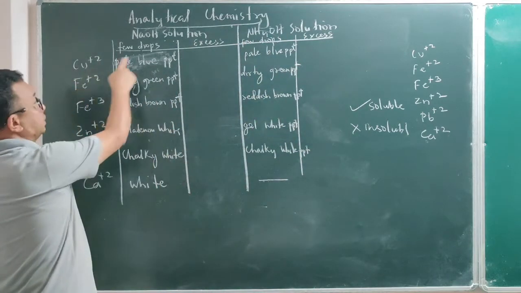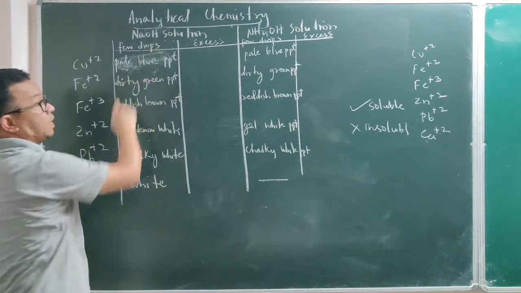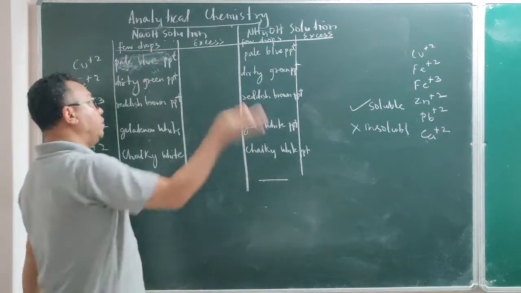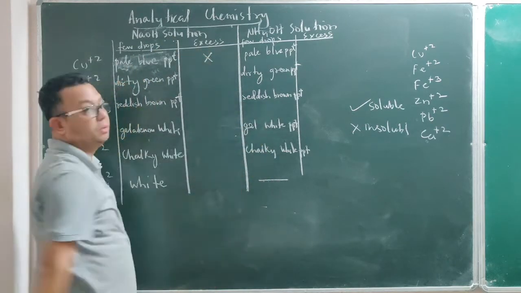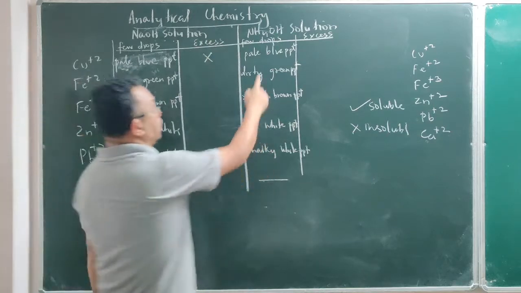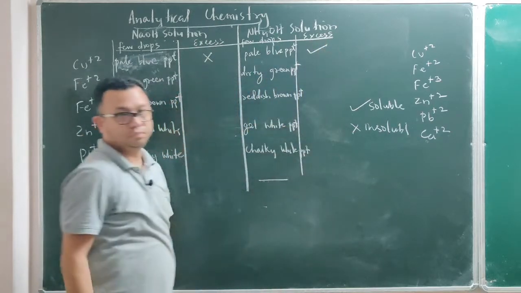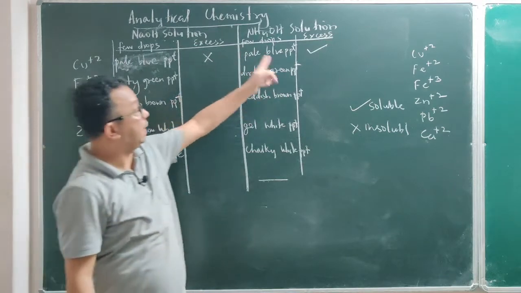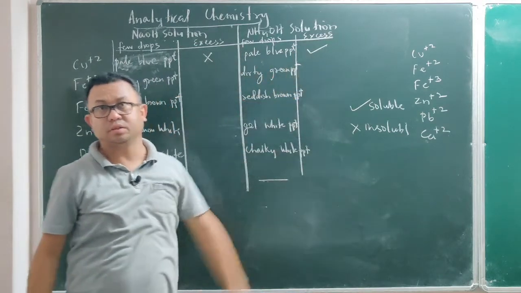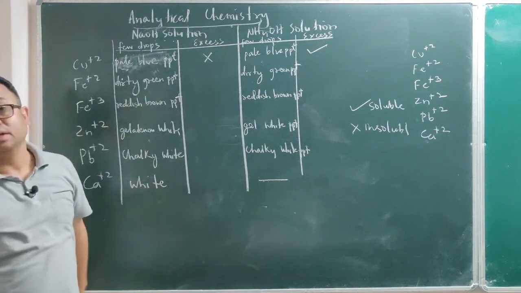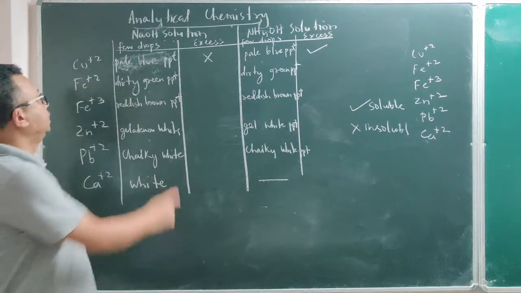When copper is tested with sodium hydroxide, a pale blue precipitate comes out. When you add excess, the precipitate will not be soluble, whereas here it will be soluble. There is also a pale blue precipitate, but when you add excess, it will be soluble. With ammonium hydroxide it will be soluble, but with sodium hydroxide it will not be soluble.